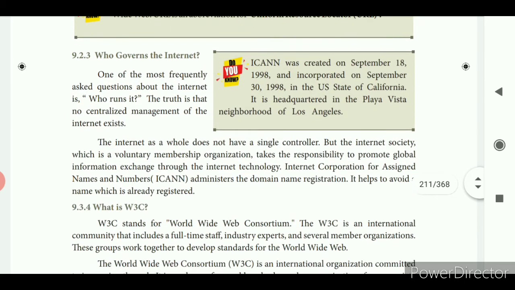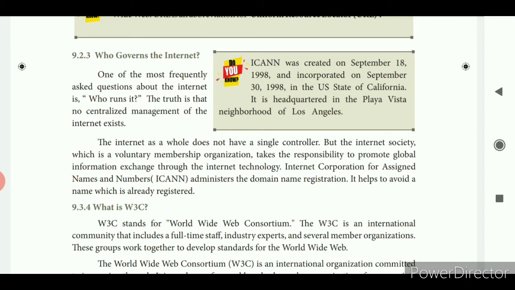Then who governs the internet? Who has the authority to govern the internet? One of the most frequently asked questions about the internet is who runs it. So who runs the internet? The truth is that no centralized management of the internet exists.